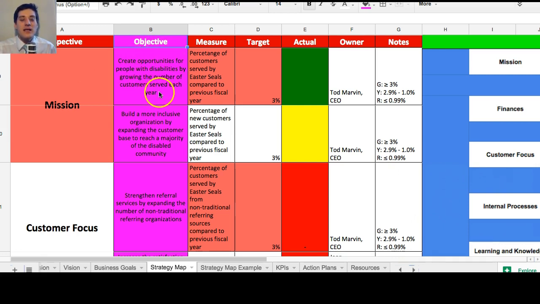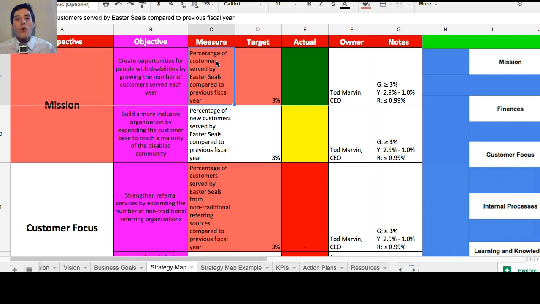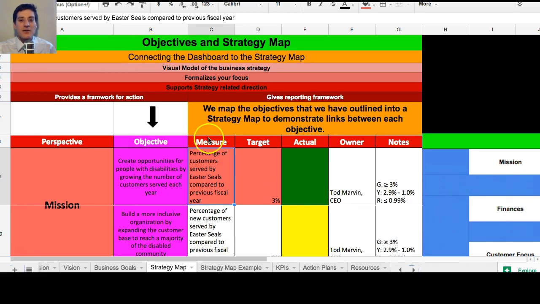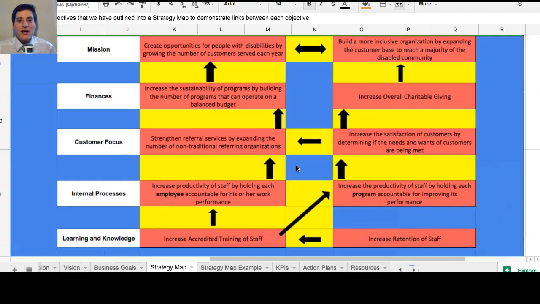Notice that these are quite general. What we do is add KPIs, key performance indicators, to these objectives that make them even more specific. That will be done in the next session, but right now we're just focusing on these objectives. And we map these objectives to our strategy map. If you think about it, the strategy map helps us guide this process. Let me show you exactly what a strategy map looks like.